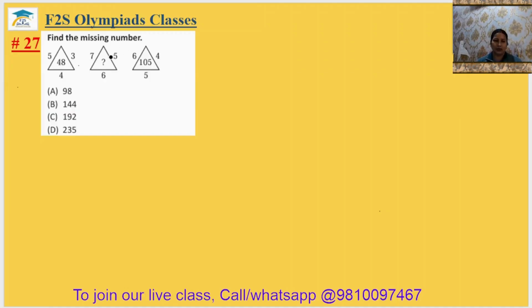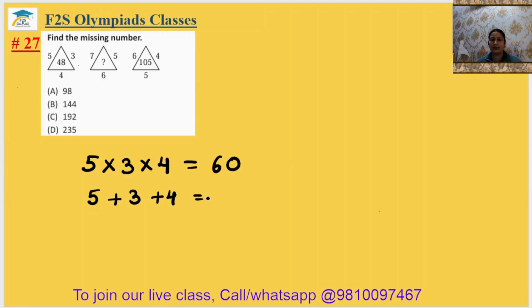Question number 27. Find the missing number. First we have to check what the pattern is here. We can see if we multiply 5 by 3 by 4, 5 3s are 15, 15 4s are 60. And 5 plus 3 plus 4, that is 5 plus 3, 8 plus 4, 12. Subtract this 12 from 60, and you will get 48.